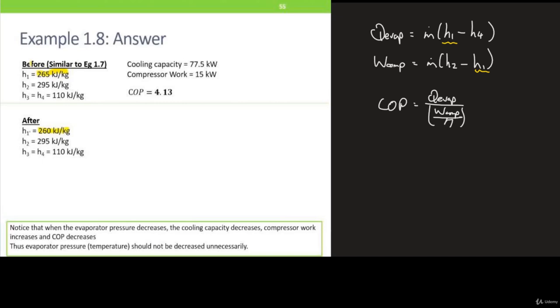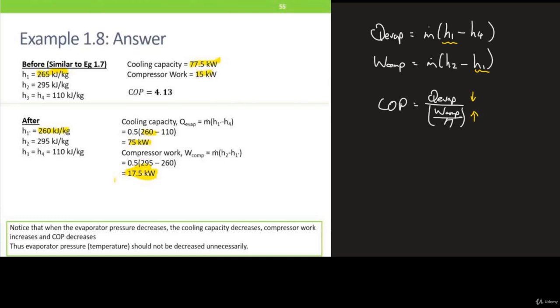So again, just fill in all the numbers that you have. Just sub in all the numbers. You will sub in 260 now instead of 265 into the Q evap. You will get a cooling capacity of 75. So you notice your cooling capacity reduces. Instead of 77.5, it drops to 75. And for your compressor work, instead of 15, now you require 17.5. You require more work done.